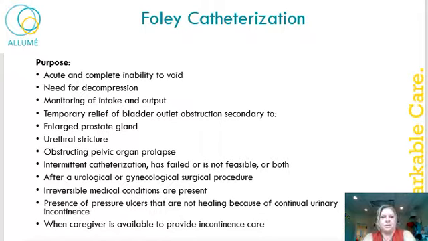Foley catheter purpose could be for acute and complete inability to void, need for decompression of the bladder, to monitor intake and output, temporary relief of bladder outlet obstruction secondary to a potential enlarged prostate gland, a stricture of the urethra, obstructing pelvic organ prolapse, if intermittent catheterization has failed or is not feasible, or both, after a urological or gynecological surgical procedure, irreversible medical conditions are present, presence of pressure ulcers that are not healing because of continual urinary incontinence, and when a caregiver is available to provide incontinence care.